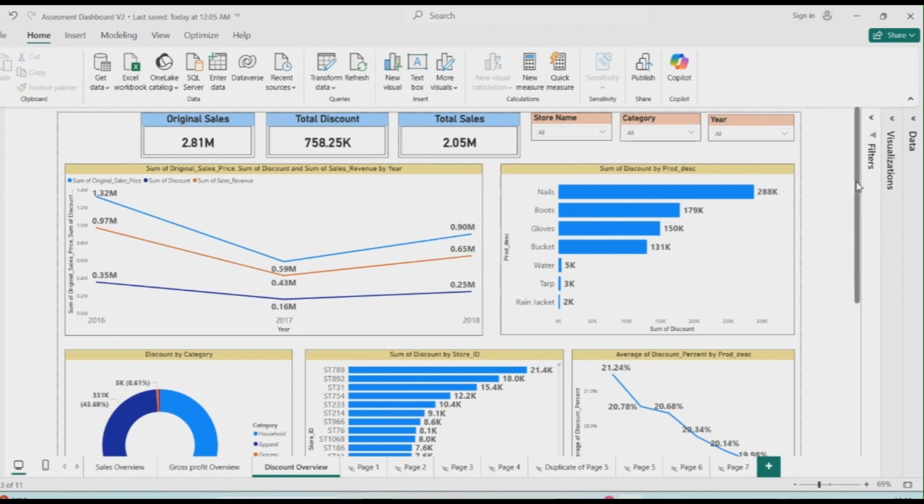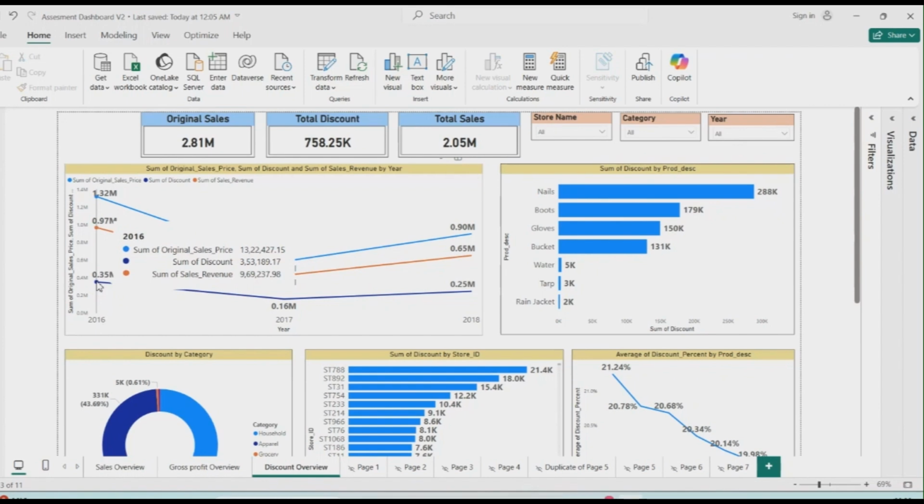Now here we have created different graphs and charts to provide insights into the discounting part. So here we have this trend chart which provides the insights into the yearly trend of original price against the revenue and what was the total discount offered. Here we can clearly see for 2016, it was the maximum discount, around $353,000, because, as we know, the revenue for 2016 was highest as compared to 2017 and 2018, and hence the discount numbers are also on the higher side.